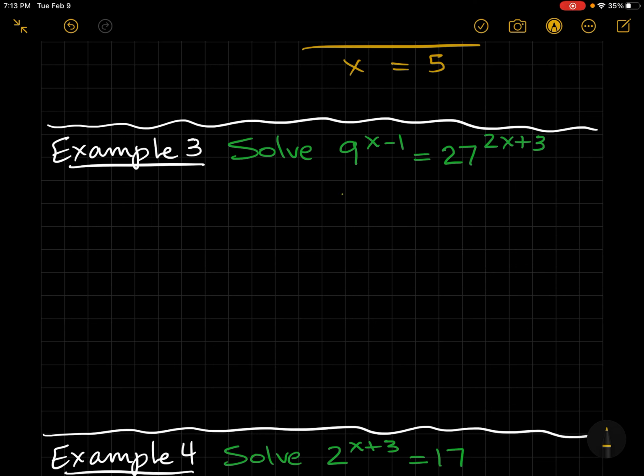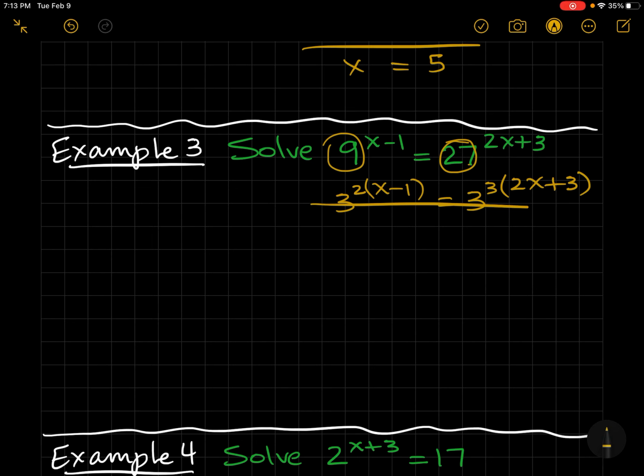Okay, hopefully you tried that out. I'm going to take the 9 out and substitute 3 squared, but make sure to put the exponent here in parentheses because the 2 needs to distribute. Here, I'm going to turn 27 into 3 cubed, so that's just a direct substitution. And in parentheses, I have 2x plus 3. Now, same base, same exponent, new equation.